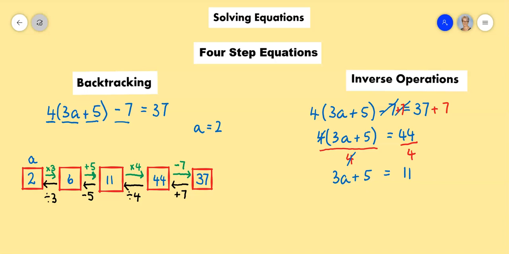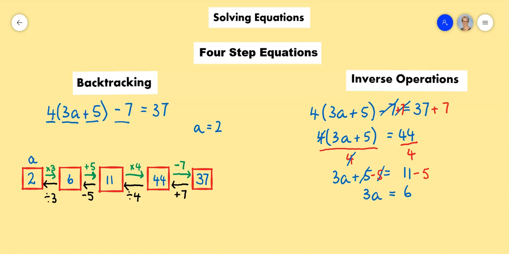The next thing that we had to do to undo our equation was to minus 5. So we're going to minus 5 from both sides. So minus 5 here, minus 5 here. Now, plus 5 and minus 5 cancel out. So we're left with 3a is equal to 11 minus 5, which is 6.